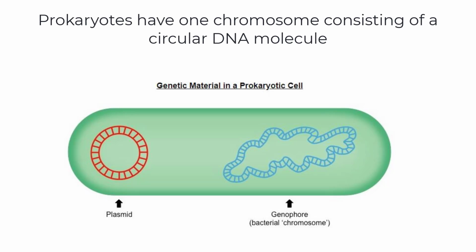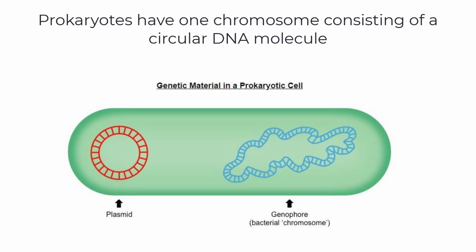To begin this investigation, we will look at prokaryotic cells and how chromosomes are stored. In prokaryotic cells, we see that they only have one chromosome that consists of a circular DNA molecule. This chromosome is suspended in cytoplasm and free to move about within the cell. The area where the chromosome is found in a prokaryotic cell is referred to as a nucleoid.